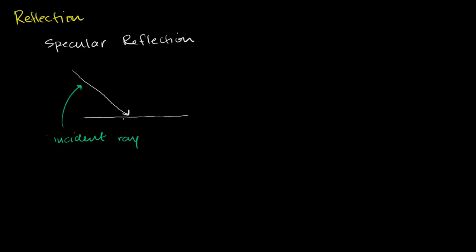It'll approach the surface, and you can almost imagine that it bounces off at essentially the same angle, but in the other direction. So then it'll hit the surface, and then it'll bounce off, and it'll go just like that. And then we would call this the reflected ray after it has bounced off of the surface.